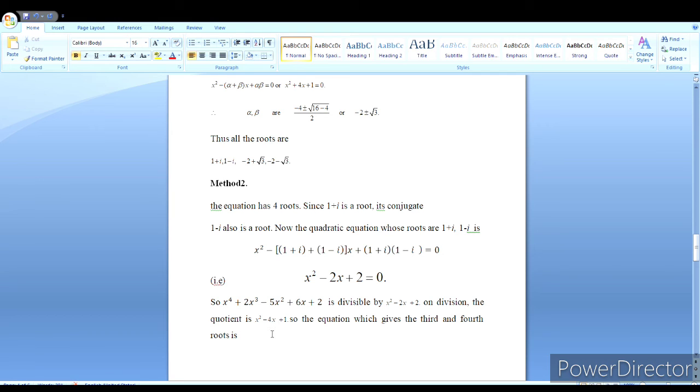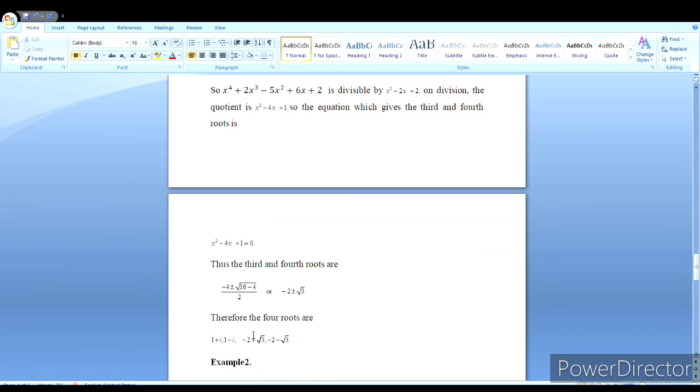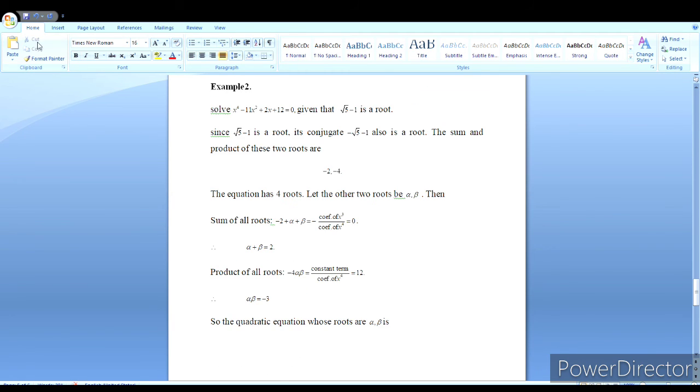Now using the same formula, minus b plus or minus root of b square minus 4ac divided by 2a, we can get the third and fourth roots. That is, the third and fourth roots are minus 4 plus or minus root of 16 minus 4 divided by 2, that is minus 2 plus or minus root 3. Therefore, the four roots are 1 plus i, 1 minus i, minus 2 plus root 3 and minus 2 minus root 3. Now let me explain another example.